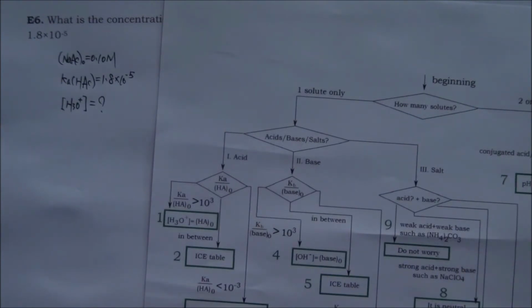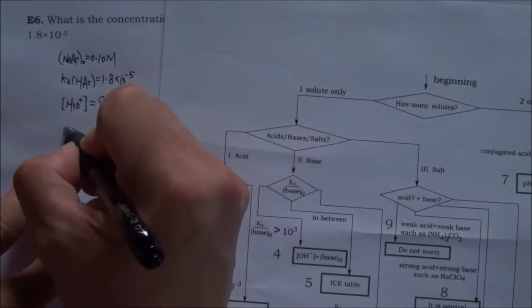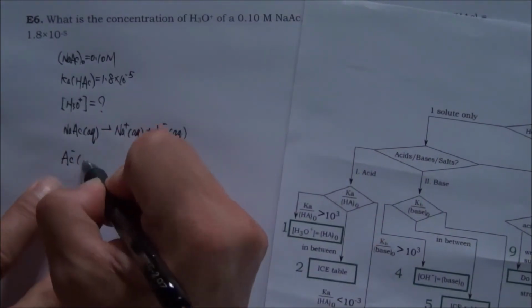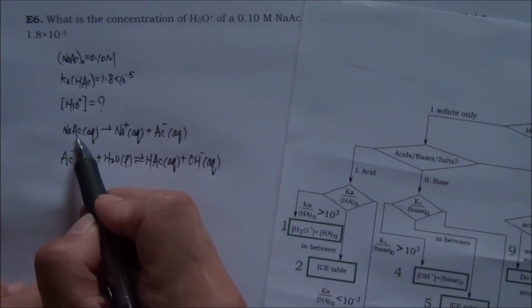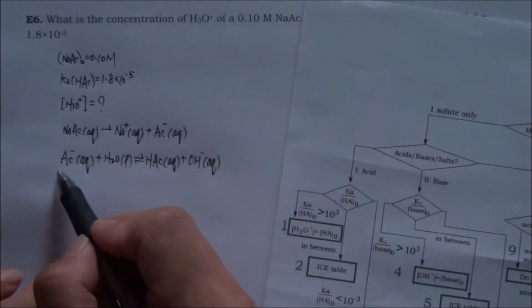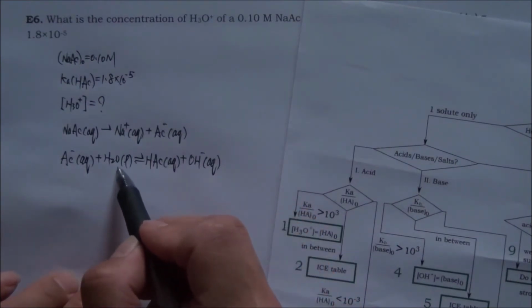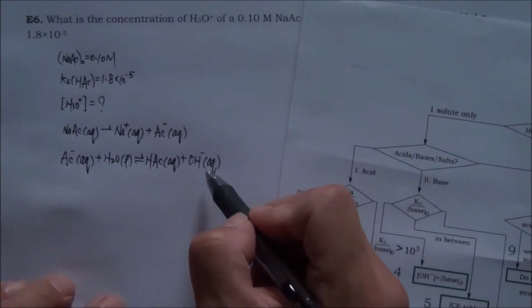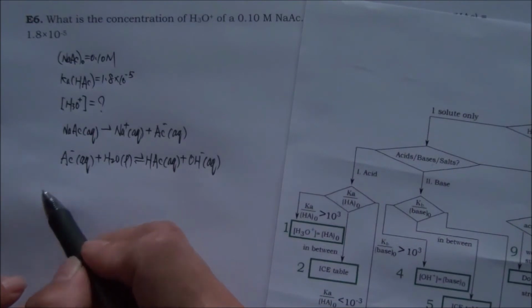The instruction says treat it as a weak base. Go to 2, which is here. Let me show you why sodium acetate can be treated as a weak base. Sodium acetate is a strong electrolyte. It will break into sodium ion and acetate ion. Acetate ion is a conjugate base of acetic acid. It will react with water to create hydroxide ion. By definition, acetate can be treated as an Arrhenius base as well.